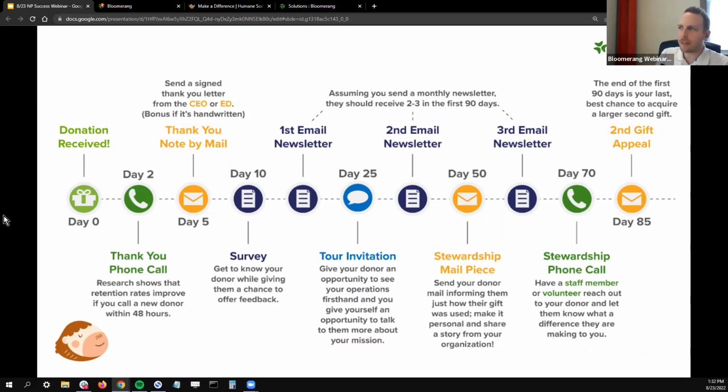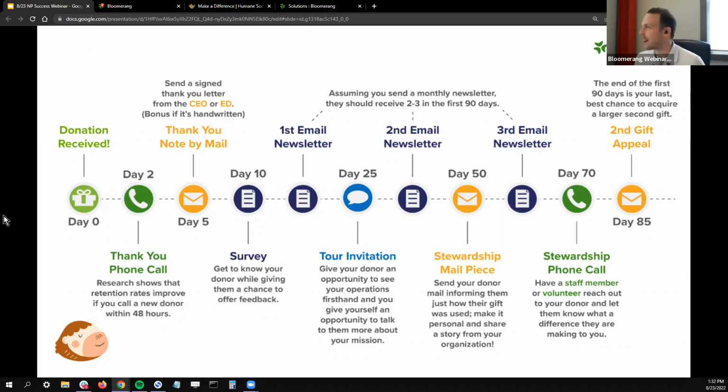And then day 10 through 70 are really windowed by email newsletters. So send them 3 emails, letting them know that your organization's active, that you're doing things in the community. Let them see that you're working and that their donation is providing the funding for that work. And sprinkled in there, we have like day 25, a tour invitation. See if you can invite them.